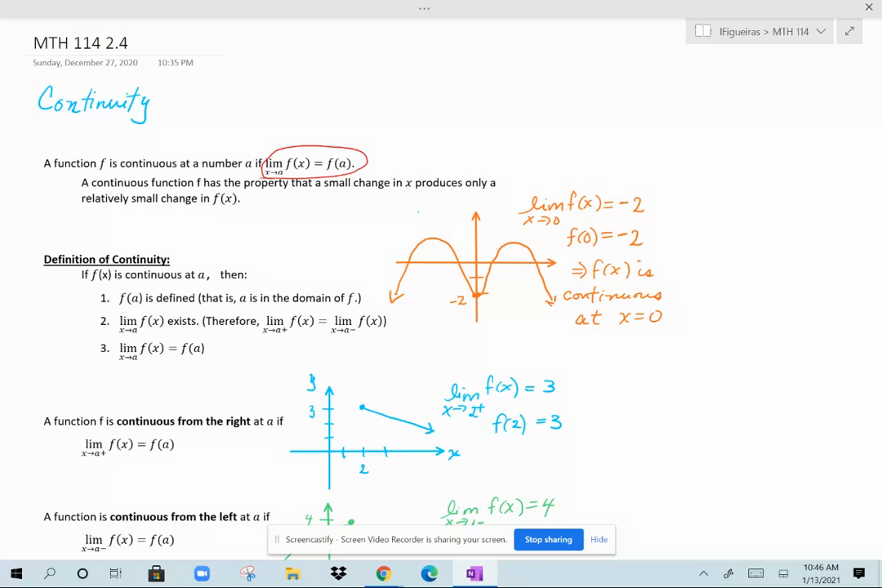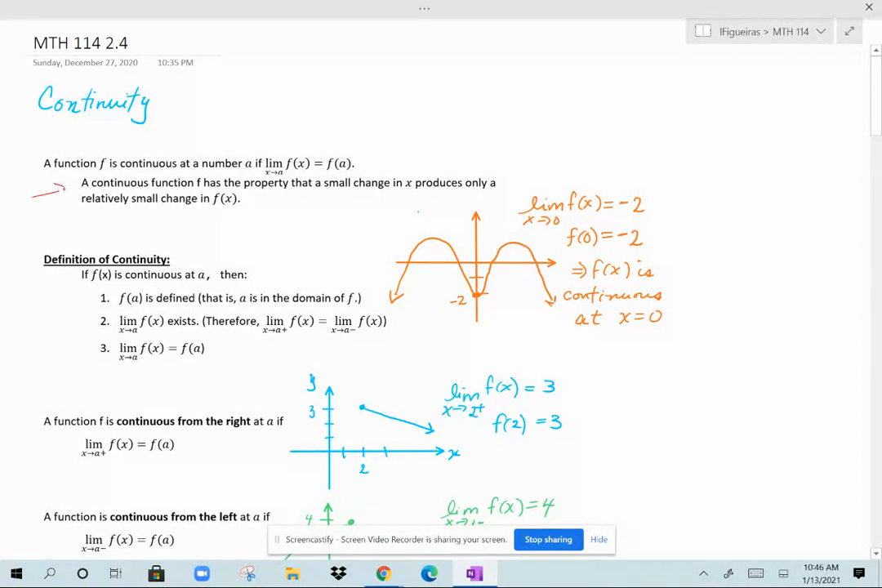That means that a must be in the domain, and the fact that the limit exists means that the limit has to converge to the same number from the left side and the right side of a. So remember, the definition of the limit means that your limit has to approach the same value for a left-hand limit and a right-hand limit.